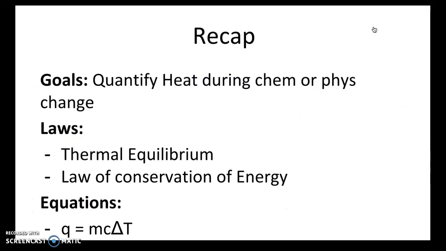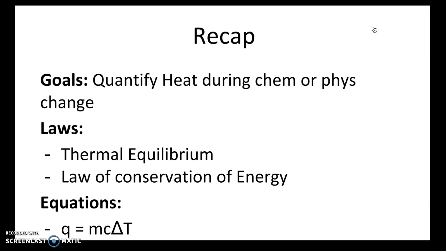Before we get started, let's recap what we covered in part one. Remember, the goal is quantifying heat during a chemical or physical change. We learned some laws: a thermal equilibrium law, so if things are at different temperatures and you put them together, they will reach the same temperature. And the law of conservation of energy, that energy cannot be created nor destroyed. These laws help ground us, and we need to keep them in the back of our mind when we're trying to quantify heat during a chemical or physical change.